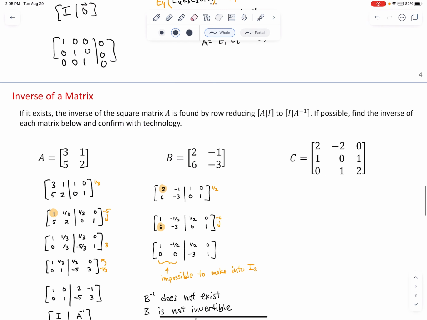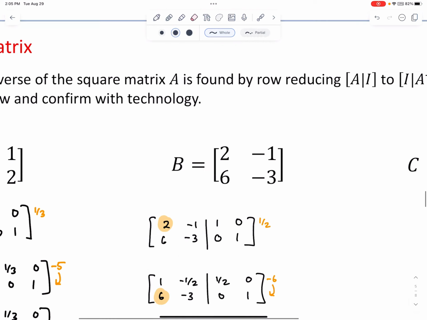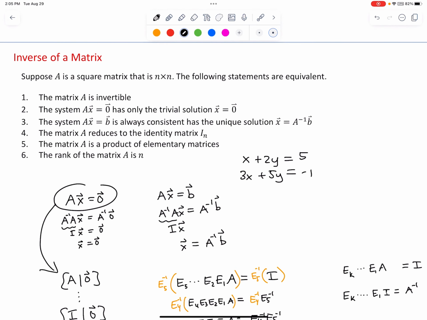Also, if you row reduce B and only B, this is the reduced row echelon form of the matrix B that we're looking at right there. Notice it has 1 pivot position, so the rank of B would just be 1. Well, that's not 2. B is a 2 by 2 matrix. So looking back up here, if we're working with a 2 by 2 matrix and the rank of that matrix is not the number of rows or number of columns, it's not n, it's not 2, so if statement 6 is false, then all of this is false. We know that the matrix has no inverse.